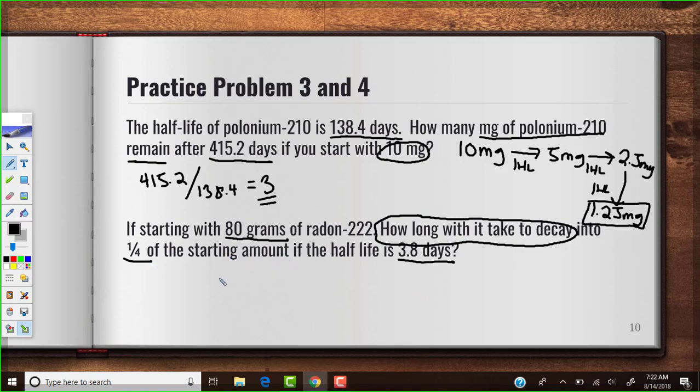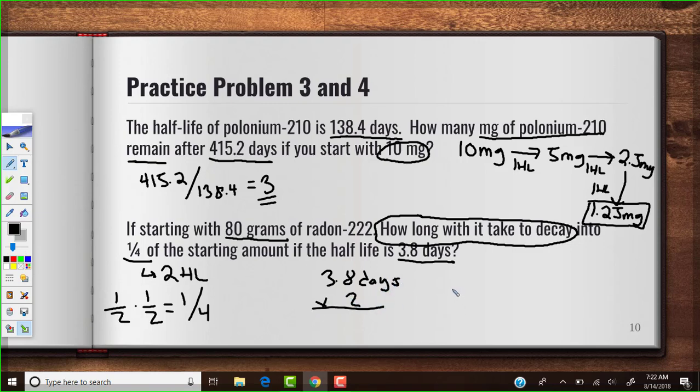We know that we need to get it into 1/4 amount of the starting amount. Since the half-life takes away half each time, and we want 1/4, think about that. How many halves would we need to get into 1/4? Hopefully, you can see that that would be 2 half-lives, right? Because each half-life is a half. If we go a second half-life, that's another half. Half times a half is 1/4. So since we only need to go 2 half-lives, and each half-life is 3.8 days, we're simply going to take 3.8 days and multiply that by 2, thus getting our answer: 7.6 days.